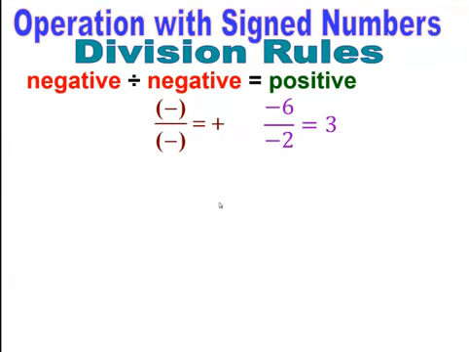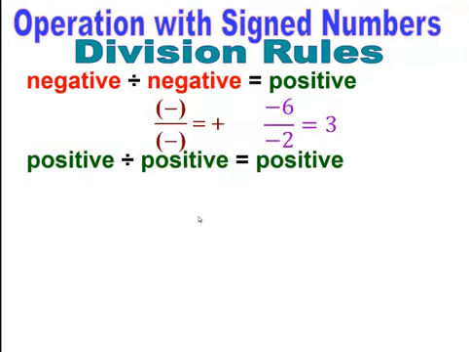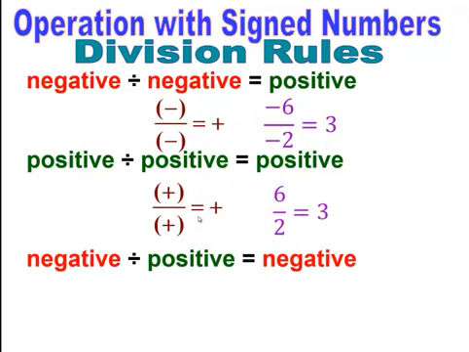So a negative divided by a negative will give me a positive answer. So in this case, when I have a negative 6 divided by a negative 2, I end up with a positive 3 as my answer. A positive divided by a positive will be a positive, just like with multiplication. But when you have a negative divided by a positive, you're going to get a negative. And a positive divided by a negative, you'll get a negative.